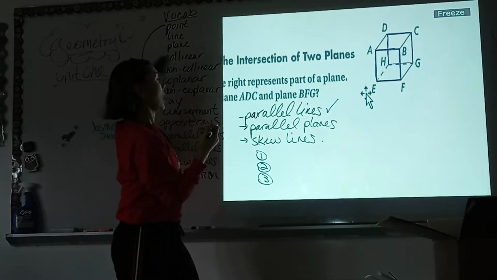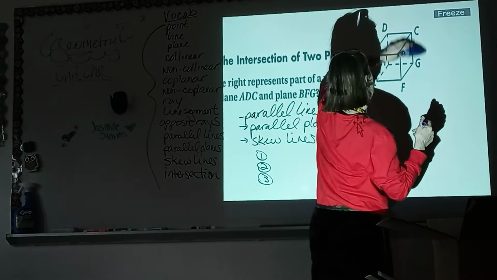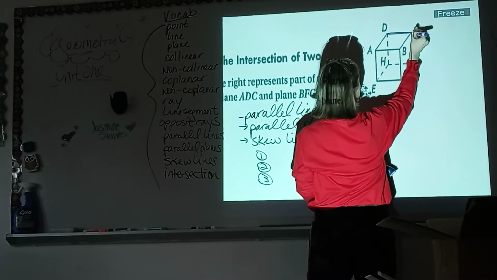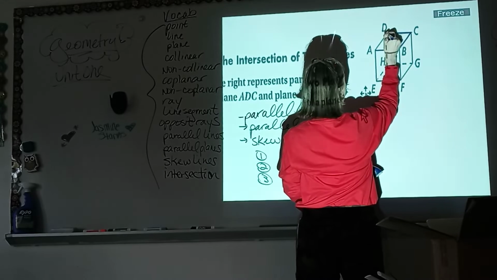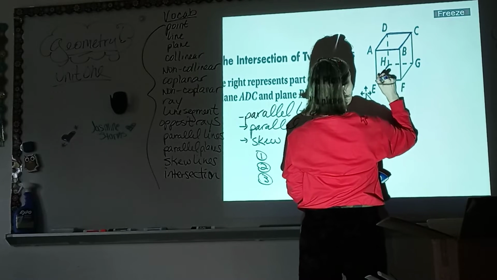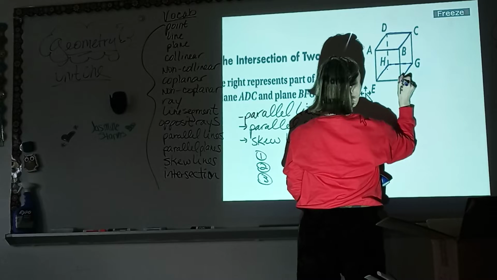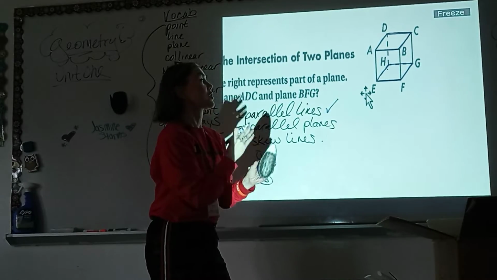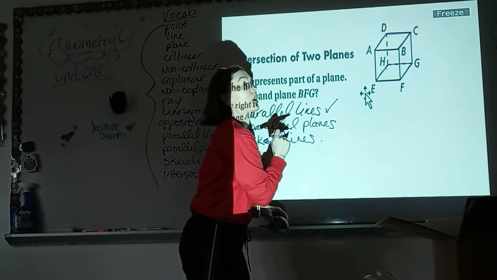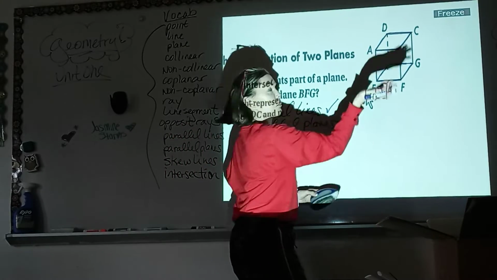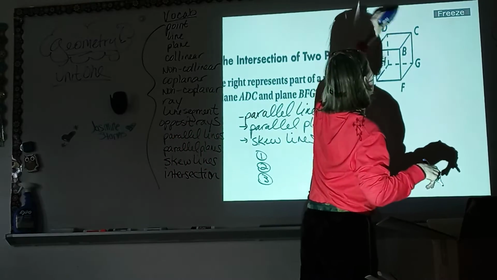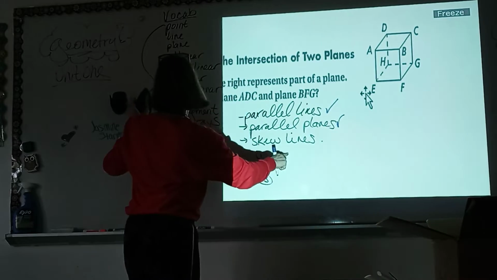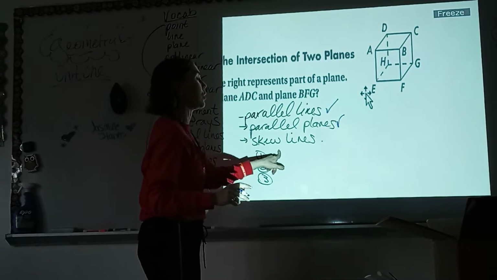Or if you wanted to do the top and bottom. So here's the top plane, and then the bottom plane. Those 2 planes will never cross each other. So those are parallel planes. And check. Pretty easy. Now the one you may not have heard before, we're going to talk about skew lines.